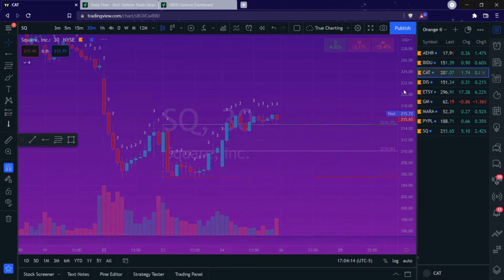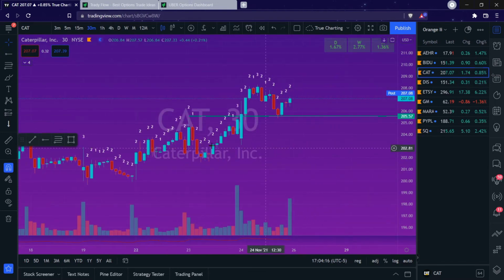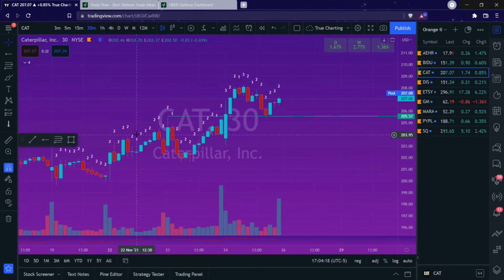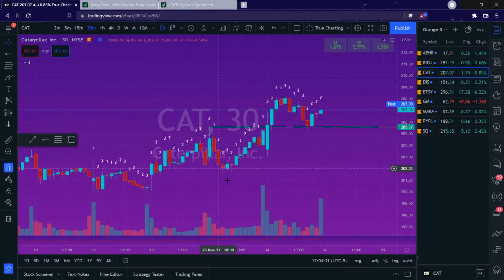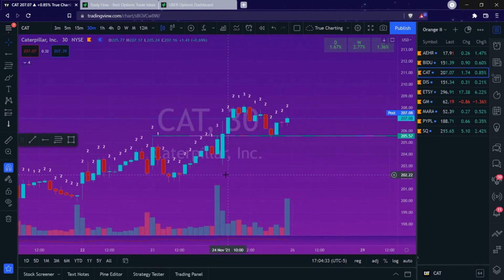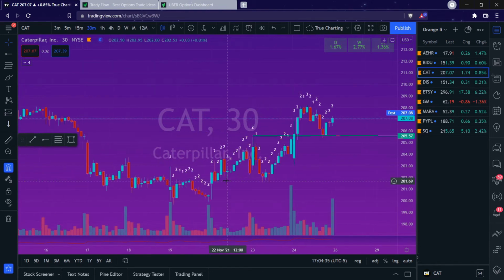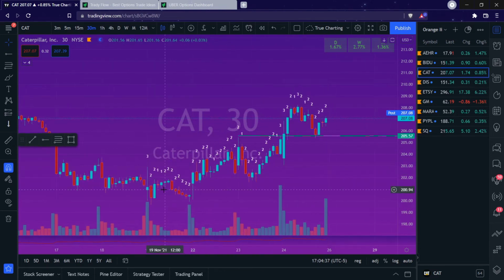Cat was an interesting one. Cat was not one of our normal levels. Cat was based off of something I spot looking left. When I look left, I look for big green bars and a big red bar. Big green bar, big red bar. So I'm looking for price to move up out of those, make higher highs out of that.